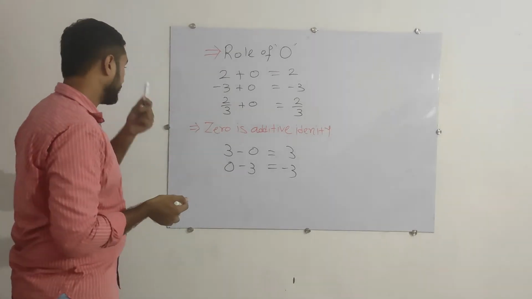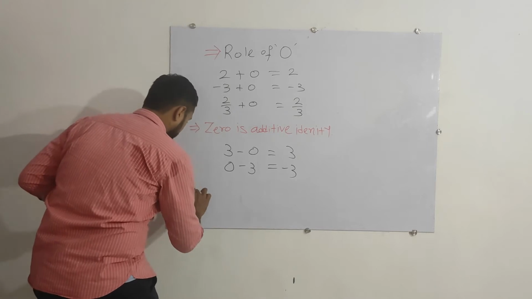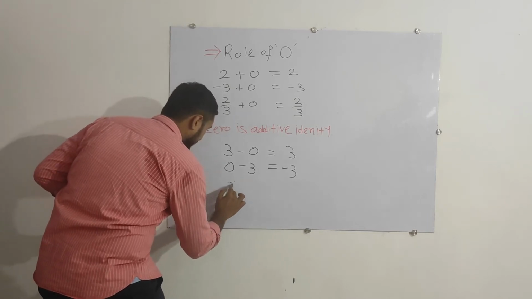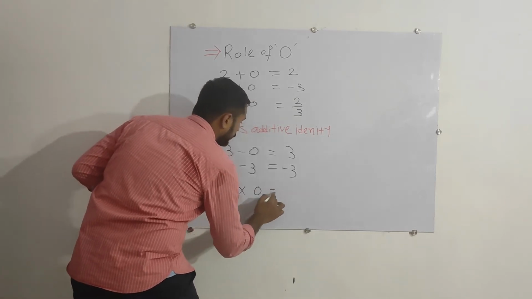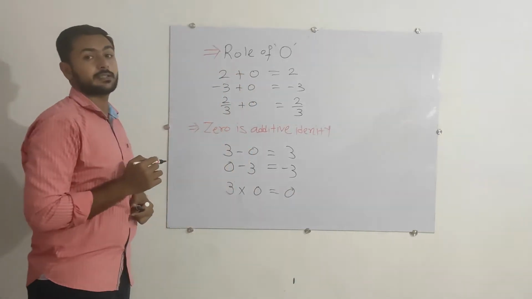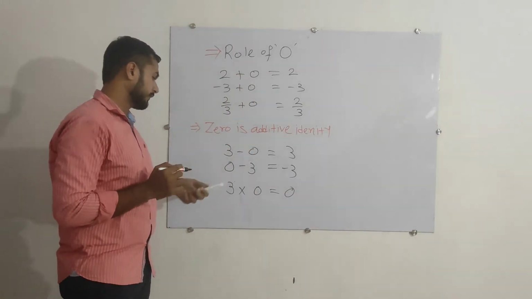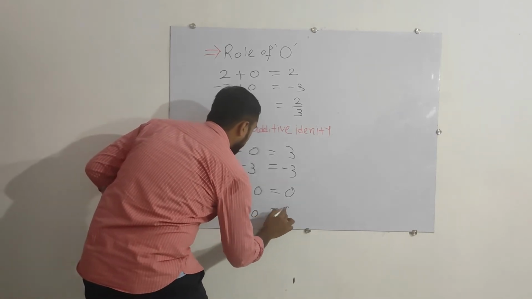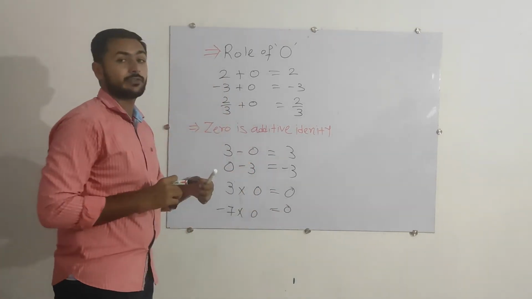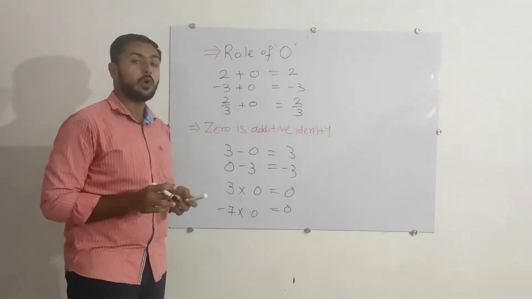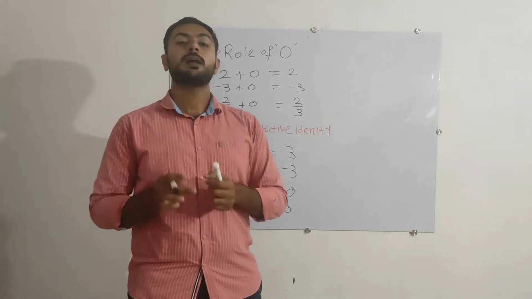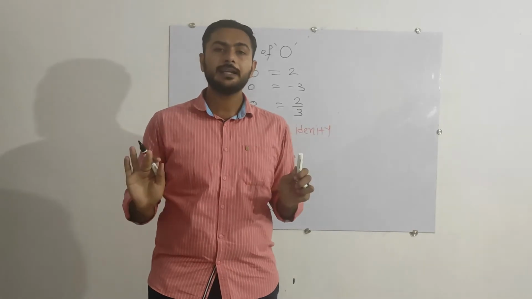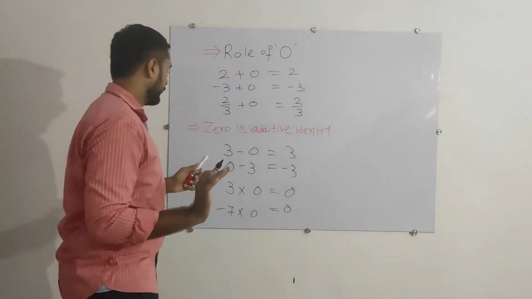Now what about multiplication? In multiplication, if I do 3 multiplied by 0, it will be 0. Remember that. 3 multiplied by 0 will be 0. Like minus 7 multiplied by 0, that will also be 0 only. So if I do multiplication with 0 for any number, the answer will be 0 only.